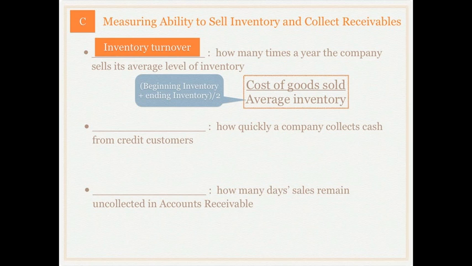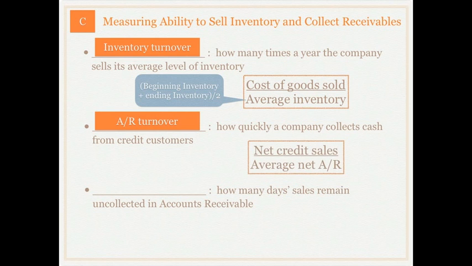The second one is accounts receivable turnover. Accounts receivable turnover tells us how quickly a company collects the cash from their credit customers. To calculate the accounts receivable turnover, we will take a company's net credit sales and divide that by their average net accounts receivable. So remember, net sales are your sales after you've taken out the contra sales accounts, so sales returns and allowances and sales discounts. In this case, it's net credit sales only, divided by the average net accounts receivable.